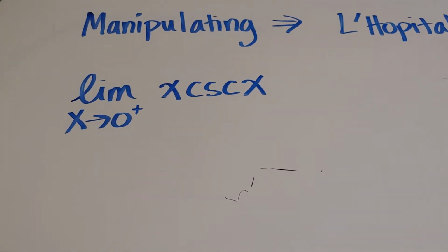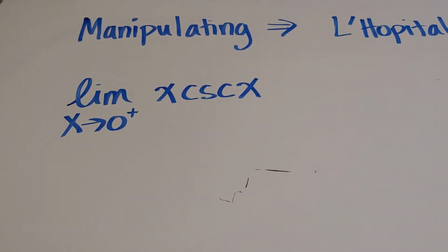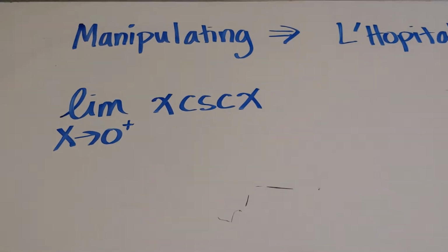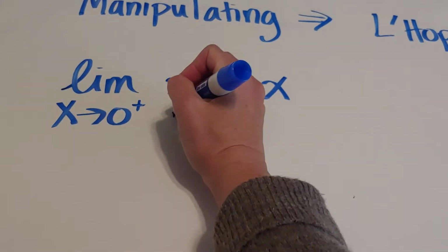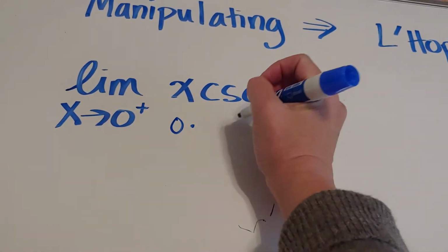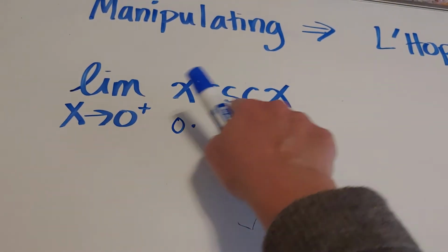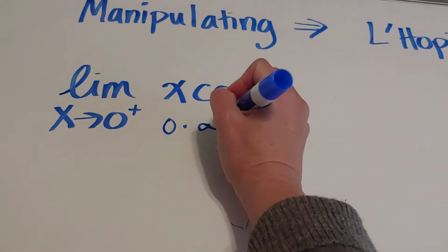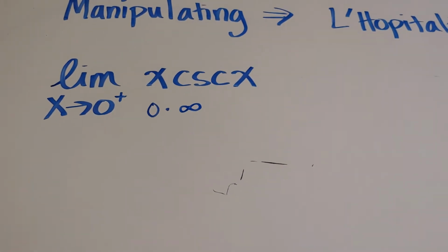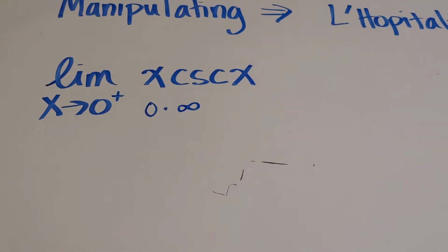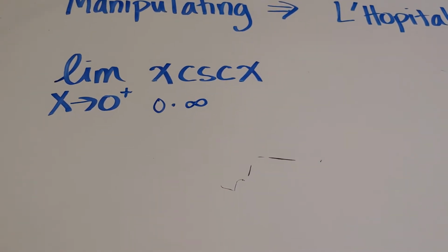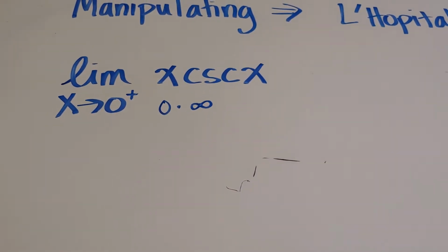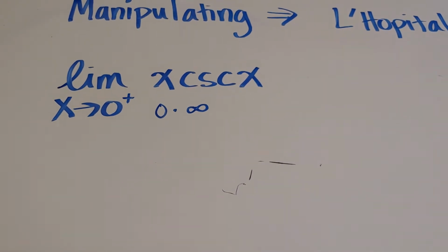Okay, if I plug in 0 right now, what you're going to end up getting is 0 times positive infinity, because the cosecant graph, as I'm approaching 0 from the right, is going to positive infinity. So the question is, what is 0 times infinity? Now, some students will say, isn't it 0? Sometimes it is. So I want you to think about it.